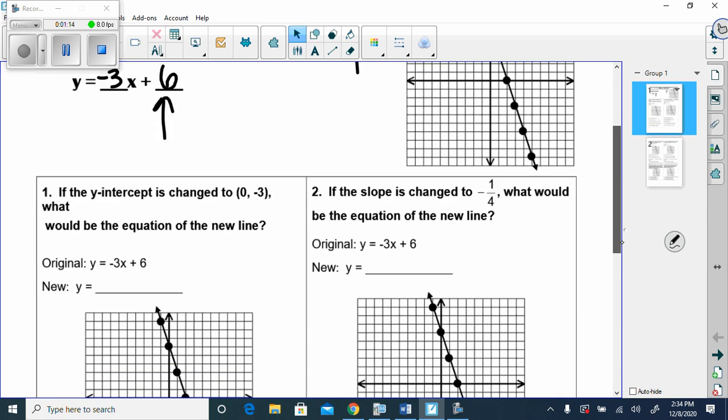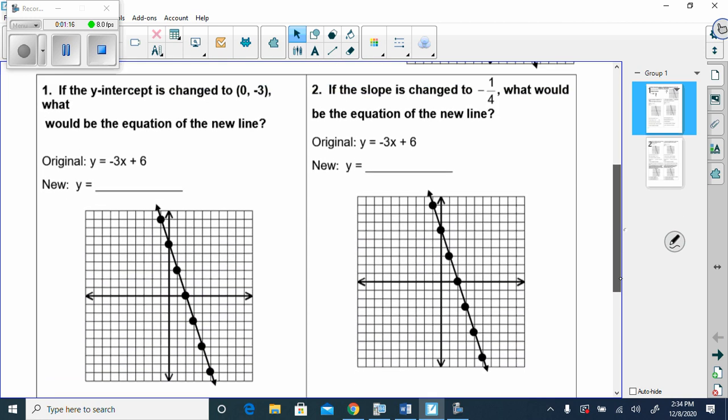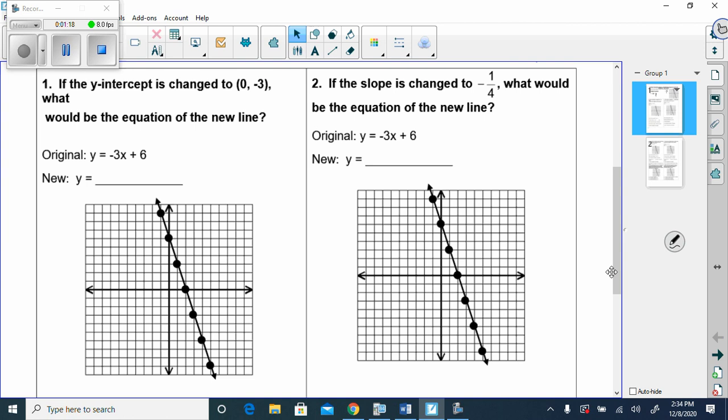Okay, so the first one says if the y-intercept is changed to the coordinate point (0, -3), what would be the equation of the new line? Well, they already wrote the original down for us, so we just need to make this change. If it's changing the y-intercept, is that going to change my slope at all? No. So this part is going to stay the same. I keep that, -3x.